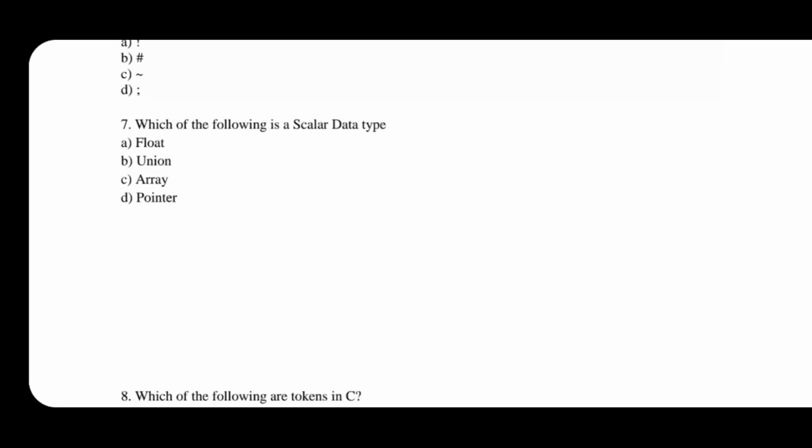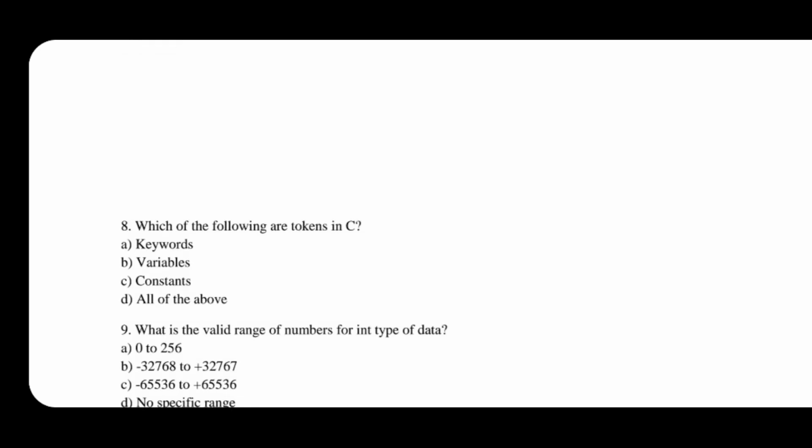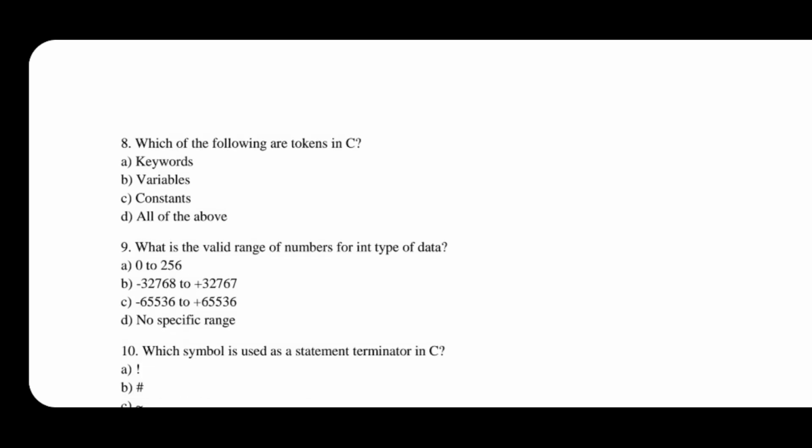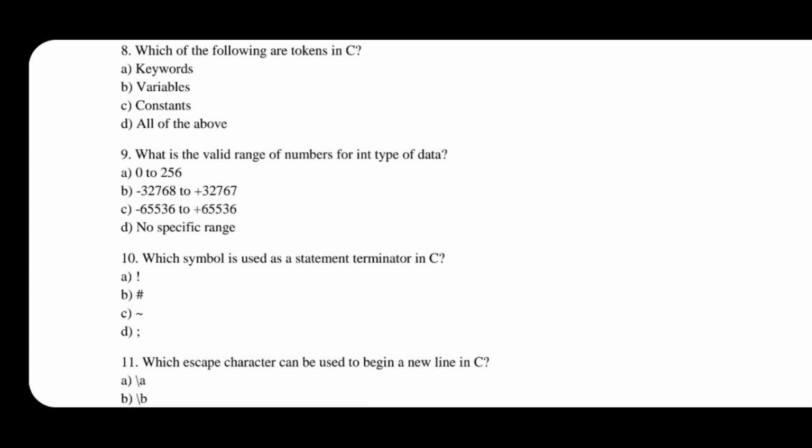Then 7th: which of the following is a scalar data type? Float is a scalar data type. The next: which of the following are tokens in C? Keyword, variable, constant, all of the above are known as tokens. Then question number 9: what is the valid range of numbers for the integer data type? It's a pretty sure answer, option number B.